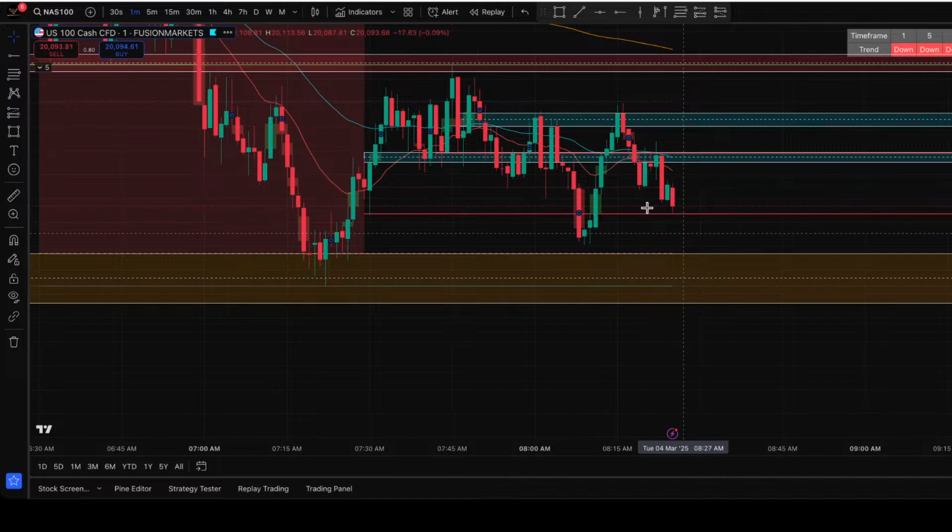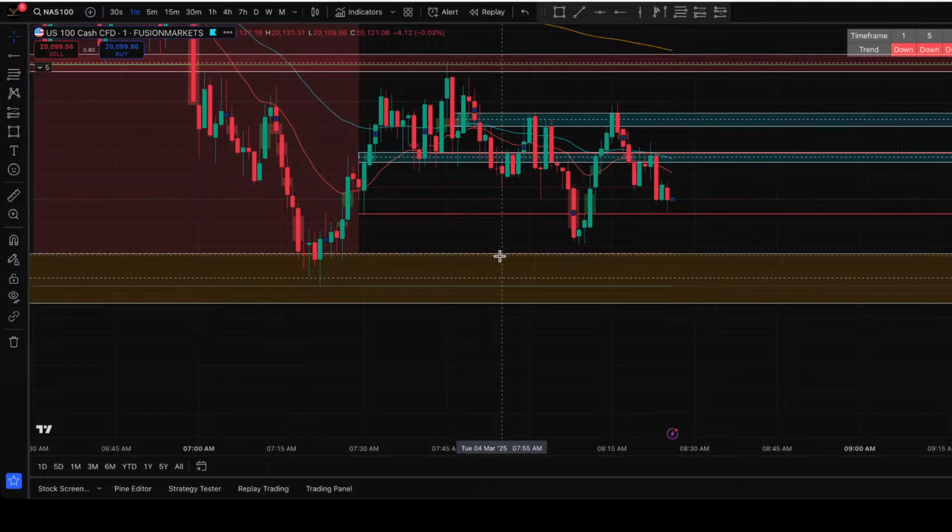This is our last. After this candle, this is our last candle, the next one, we'll conclude the session there. I don't think we're going to get our confirmation.